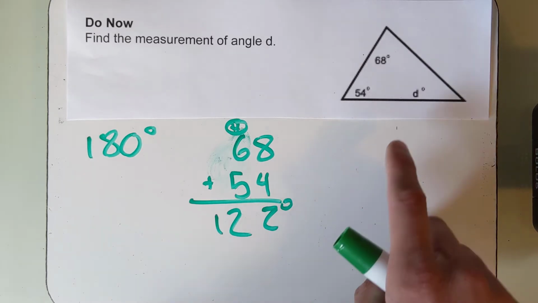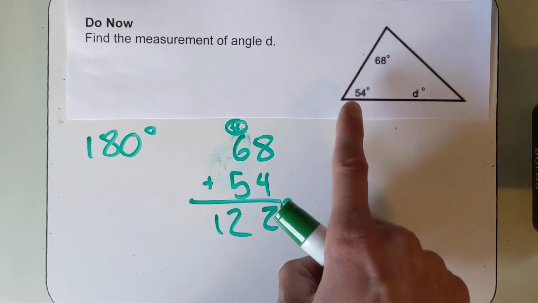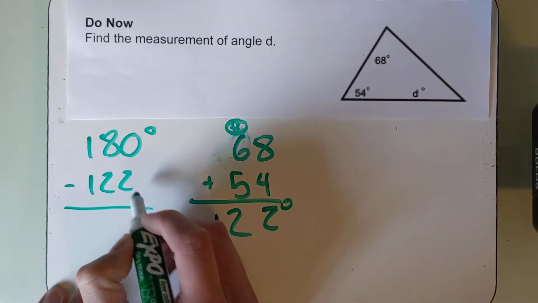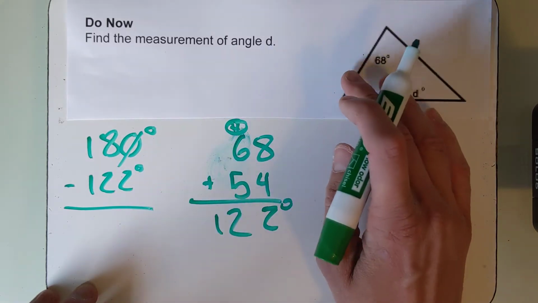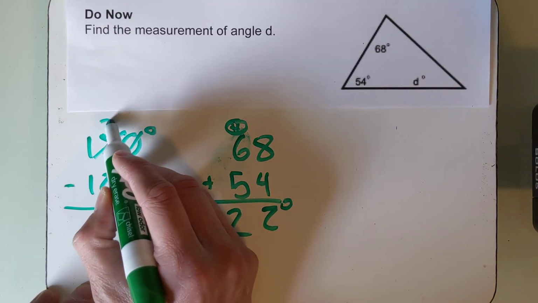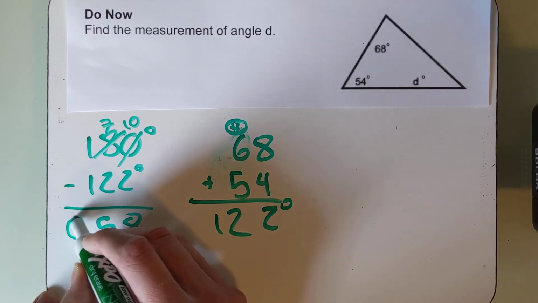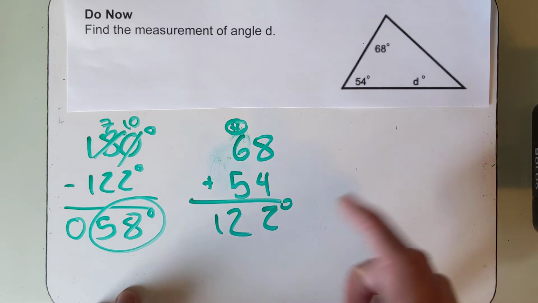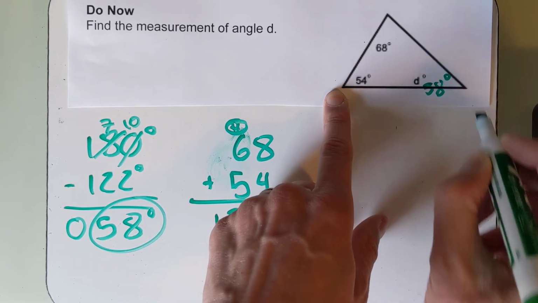All we're going to do is take our total of that 180 degrees, and take away what we do know, 122 degrees. So let's take away 122 degrees. If we subtract that, let's just borrow again, regrouping, remembering when to do that. We're going to have our 10 here, so we're going to have an 8, a 5, and a 0. So it's just 58 degrees. That's all we're going to have. So this measurement, angle D, is 58 degrees.